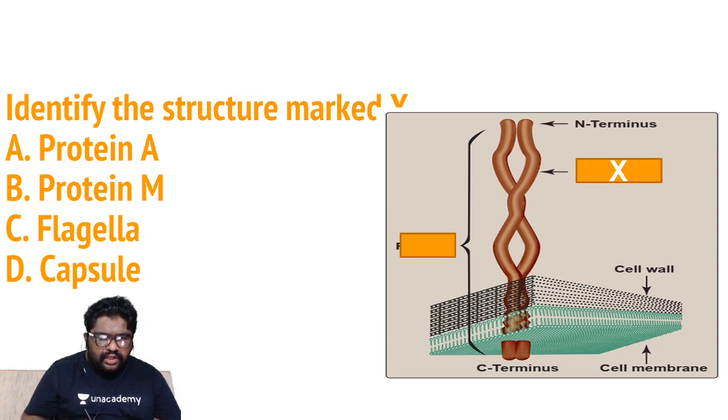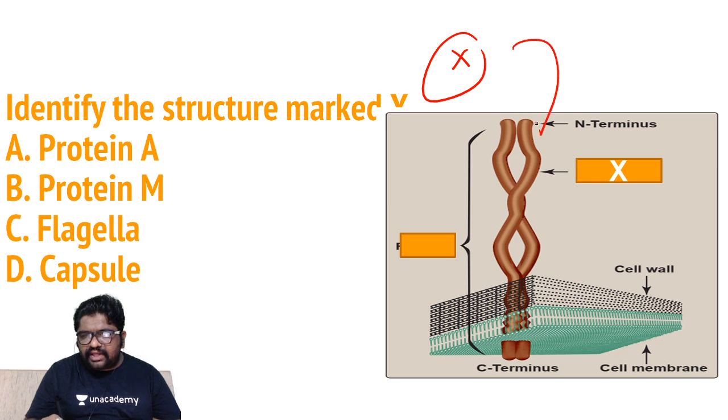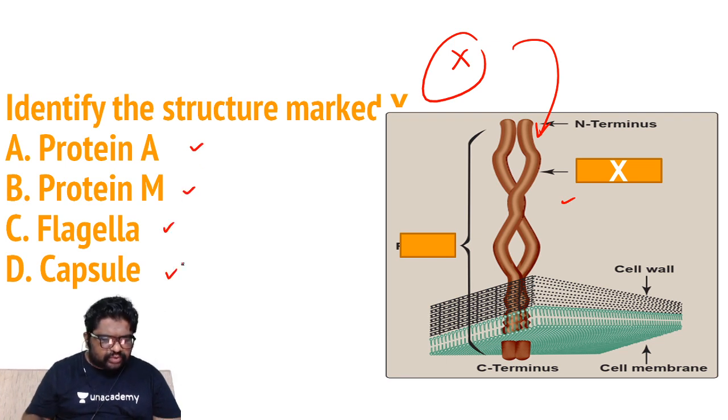Okay. Now, look at this picture here. We are focusing on this particular picture. You have to identify the marked area, which is marked as X. Identify the protein structure that is marked as X. Is it protein A, protein M, flagella or capsule? Yes, what is the answer? You can try giving an answer. Doesn't matter whatever answer you give me, it's okay. Just let me know.